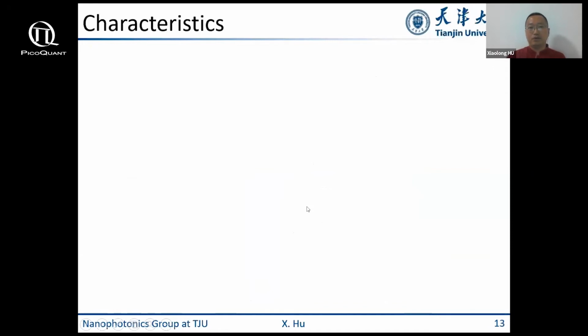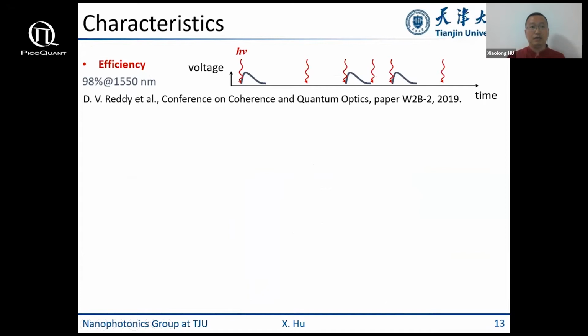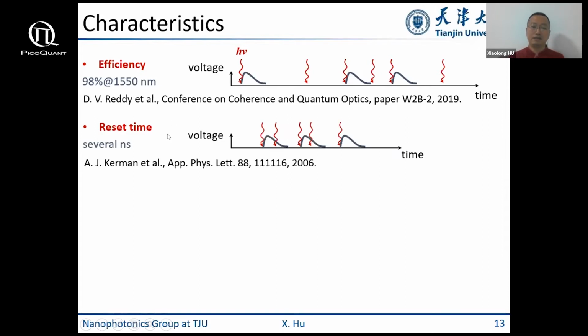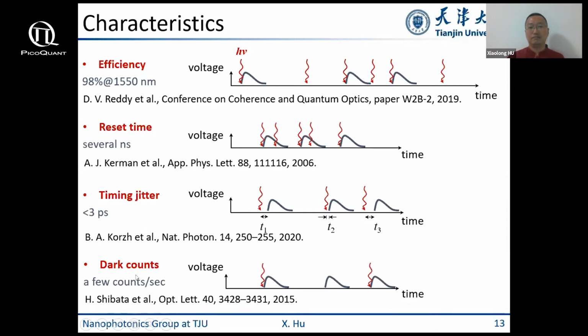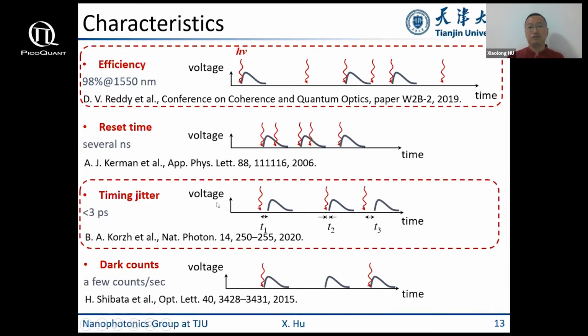We use several numbers to characterize the detector performance, including the efficiency. Due to the hard work of the community, several teams have demonstrated over 90% system detection efficiency at the telecom wavelengths. Recovery time determines how fast the detector can detect photons, and timing jitter determines the timing resolution. Recently, sub 3 picosecond timing jitter has been demonstrated. And dark count rate: there are noises in dark counts, but SPD has a very low dark count rate, which can be a few counts per second, even sub counts per second. In this talk, I'm going to focus on efficiency and timing jitter.